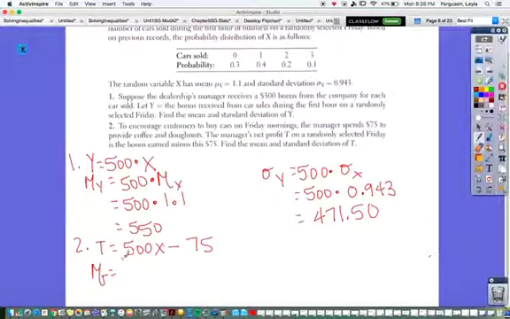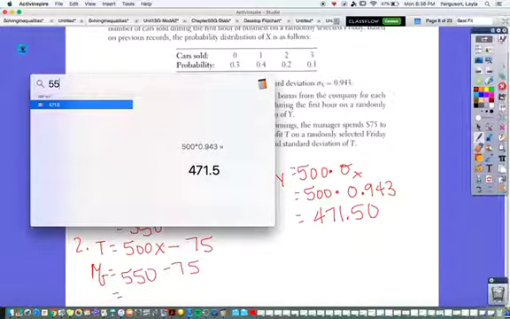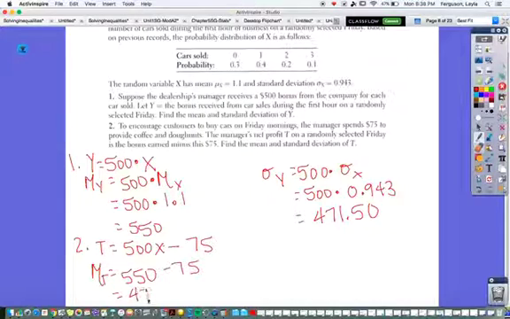So what I would do is I would take my mean for my equation that we had here, the 500 times x, which was 550, and we would subtract from that 75. So if I did 550 minus 75, I would get 475. So the mean for T is 475.